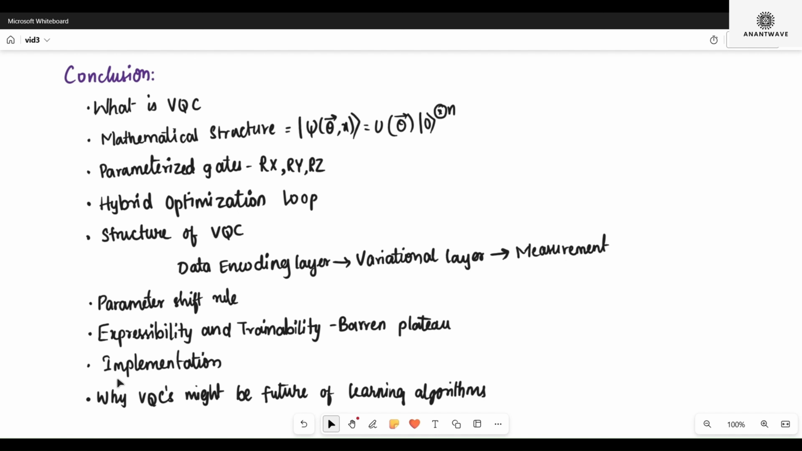And then we discussed the implementation of VQC. Then why VQCs might be the future of learning algorithms. They combine the power of quantum computing's exponentially large Hilbert space with classical optimization's flexibility, enabling a new kind of hybrid algorithms that could solve problems beyond classical reach, bridging the gap between current noisy quantum devices and practical applications in AI, chemistry, and optimization. So we say that VQCs are not just an upgrade. They represent a new paradigm in how we think about learning itself.